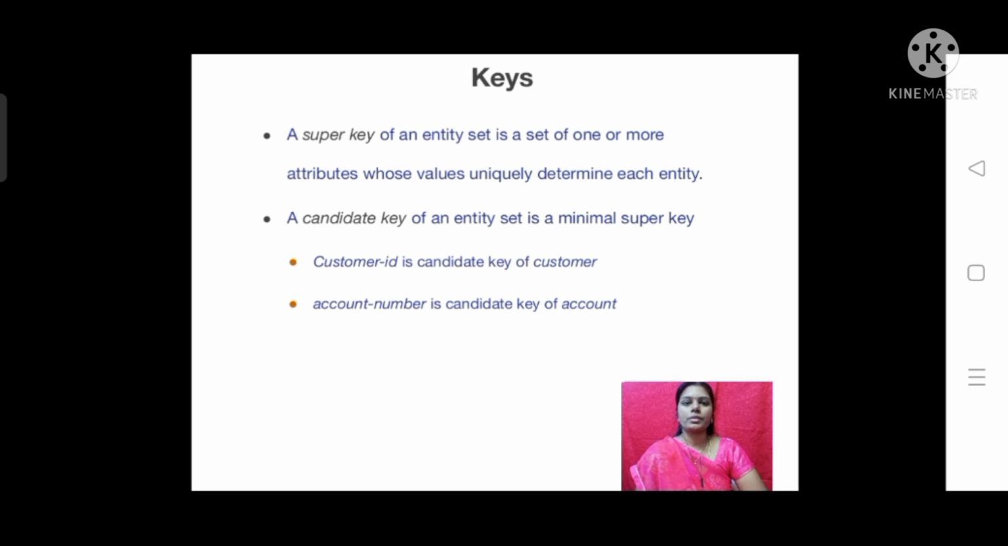Next, we are going to talk about keys. The most interesting topic is keys. How are the keys utilized in this entity table? First, we are going to see about a super key. A super key of an entity set is a set of one or more attributes whose values uniquely determine each entity.